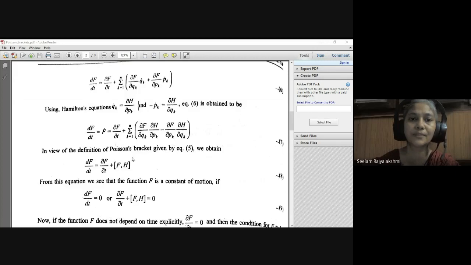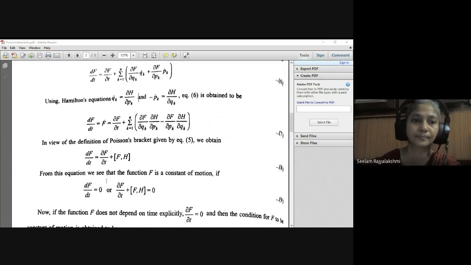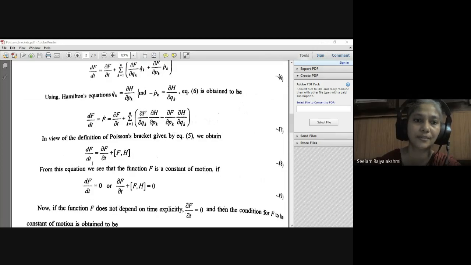In view of the definition of the Poisson bracket given by equation number 5, we obtain df/dt equal to ∂f/∂t plus {f, h}. So this is in the form of the Poisson bracket {f, h}. From equation number 8, we see that the function f is a constant of motion only if df/dt equals 0, or ∂f/∂t plus {f, h} is equal to 0. That means when LHS equals 0 or RHS equals 0, we can see the function f is a constant of motion.